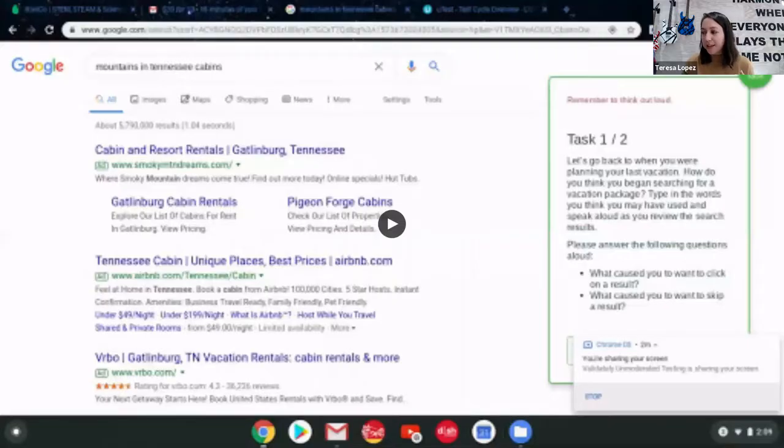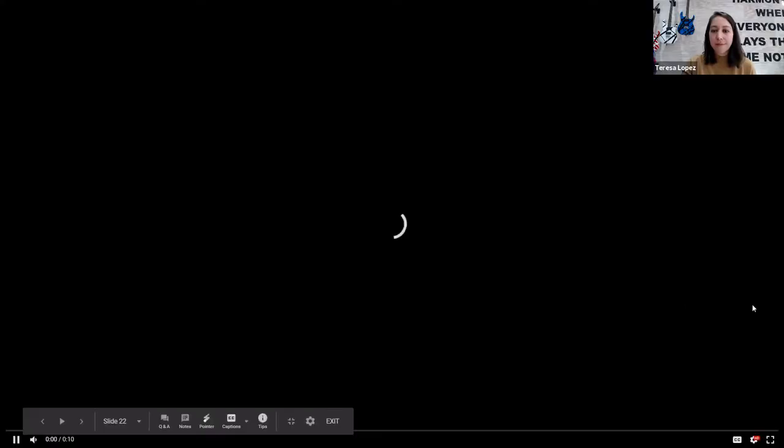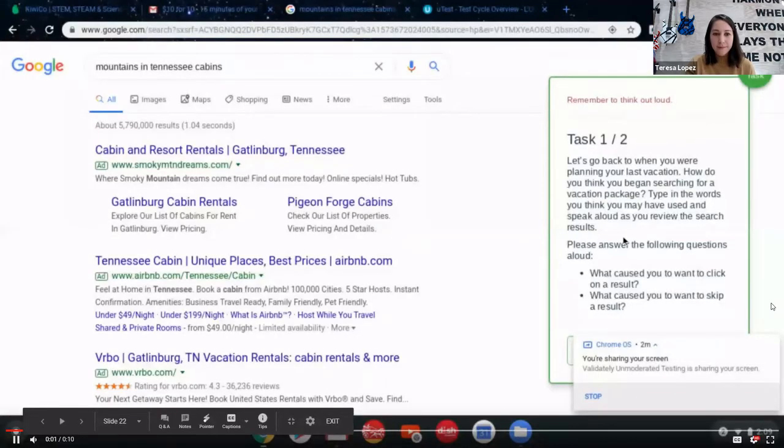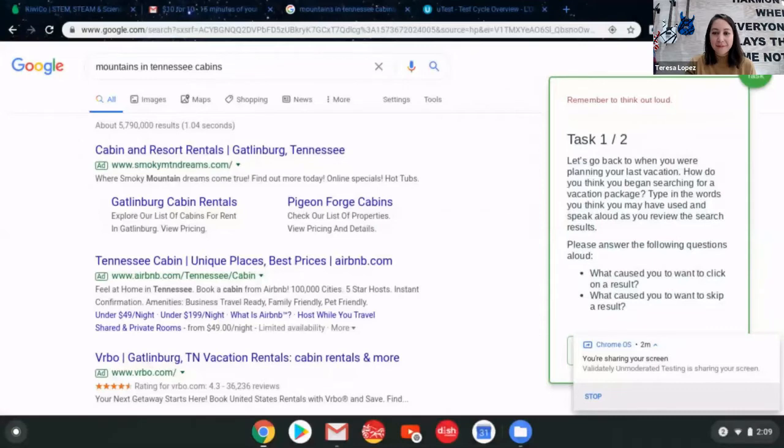Let's look at one more example video. Obviously, I was looking for a 3-bedroom cabin, very specific, anything above 3 and bigger, because I went with a group of. So I think Dana and I also thought it was funny that she said, obviously. If you look at the search query, it's mountains in Tennessee cabin.